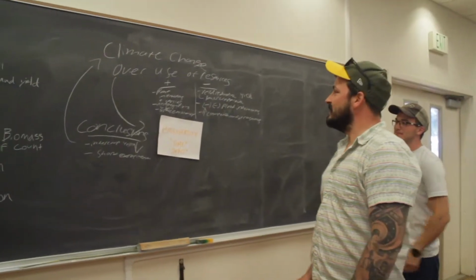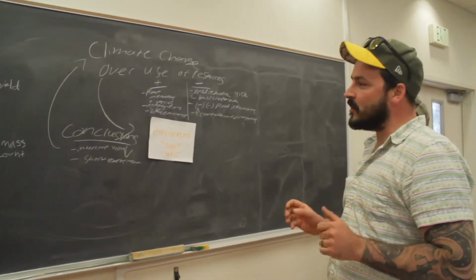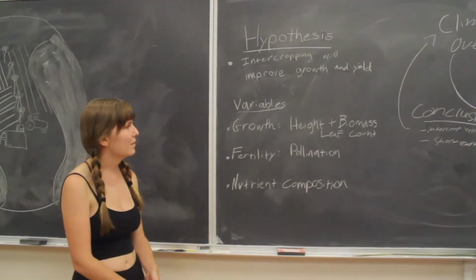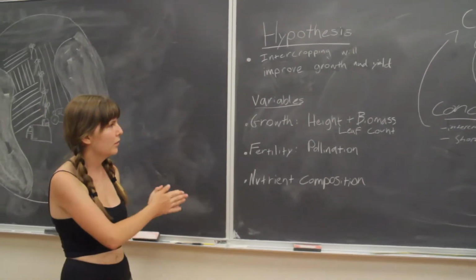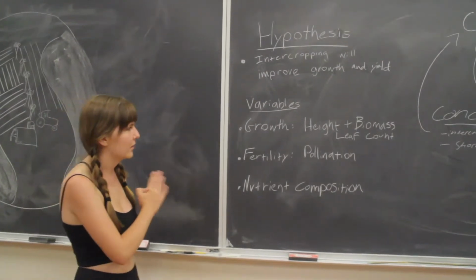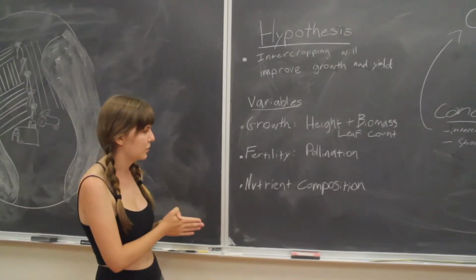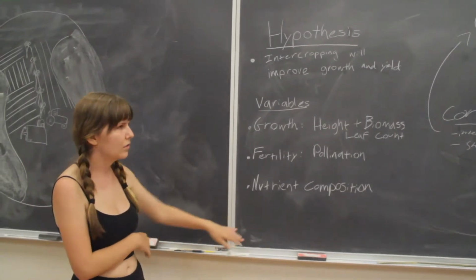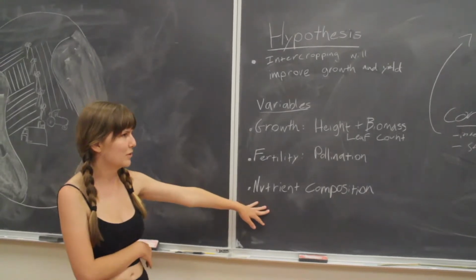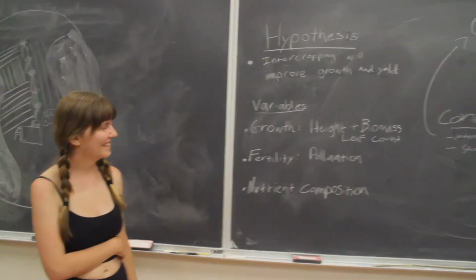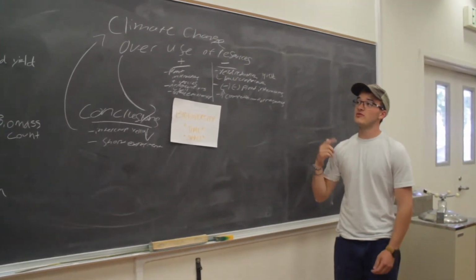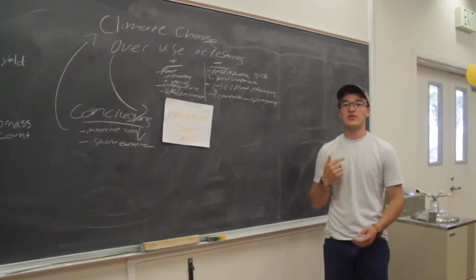After looking at these ideas, we really have to figure out, does intercropping affect yield more than monocropping? So what are the variables? The variables that we looked at for growth were height, biomass, and leaf count. And for evaluating fertility, we looked at pollination of the squash. We also looked at the nutrient composition of the plants using a chlorophyll measuring device. And then after the evaluation of our variables, we kept in mind the benefits that biodiversity brings, and we formed the hypothesis that intercropping will improve overall crop growth and yield.